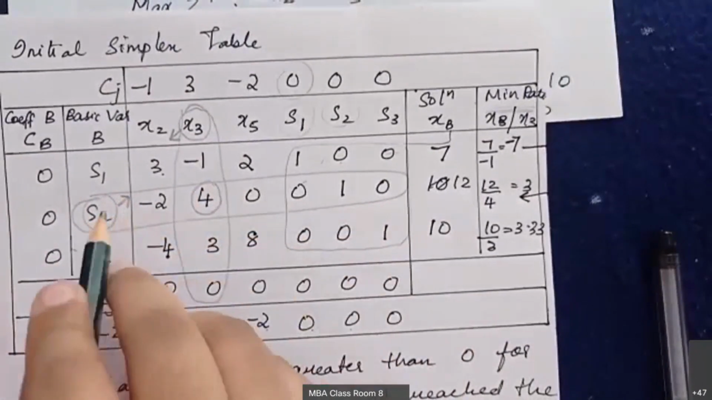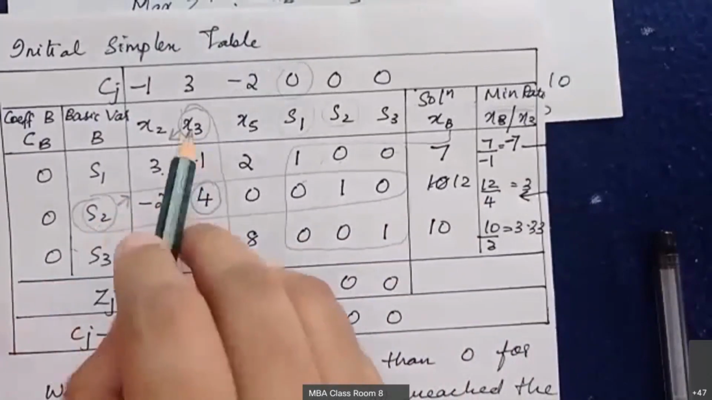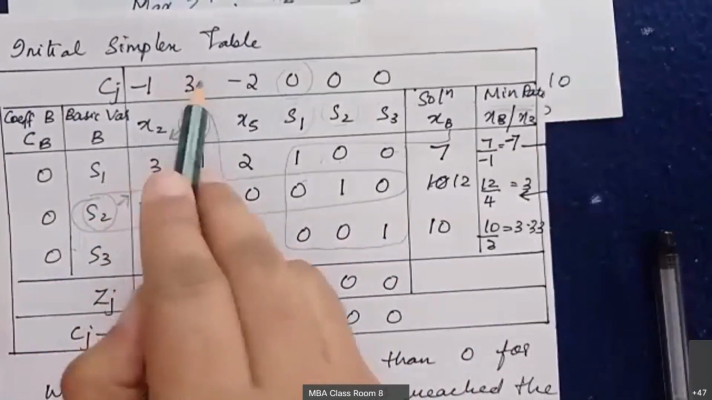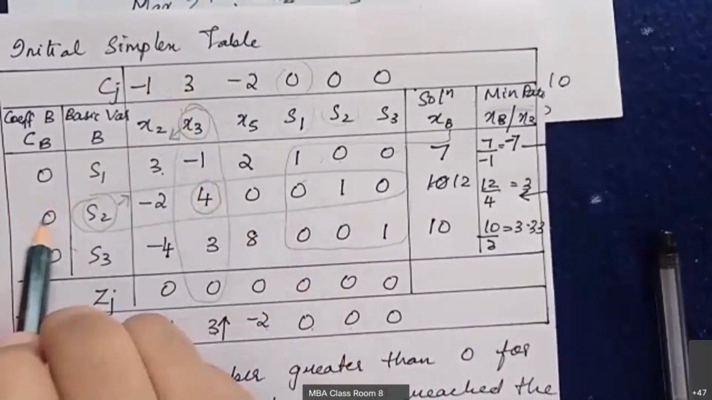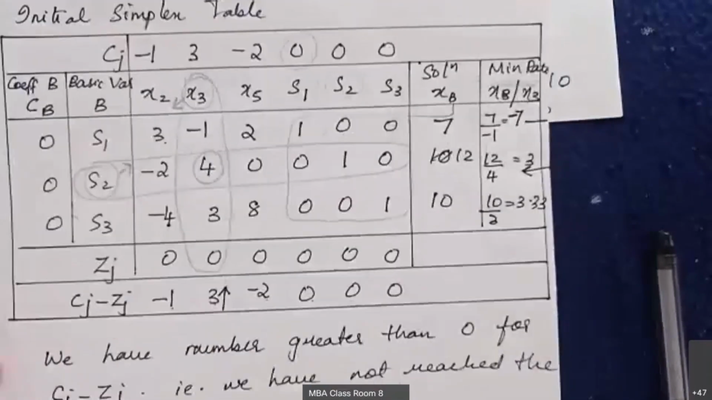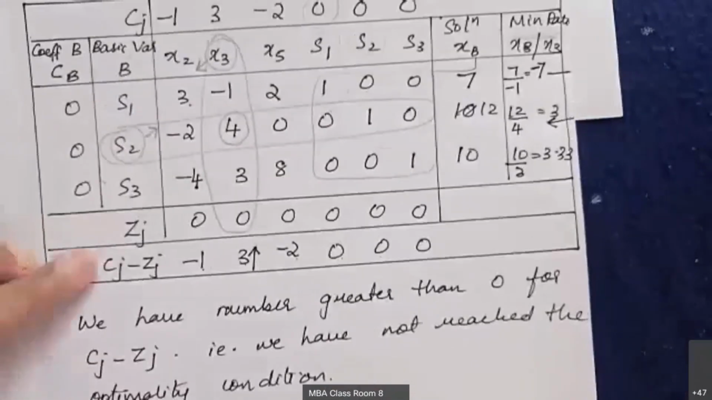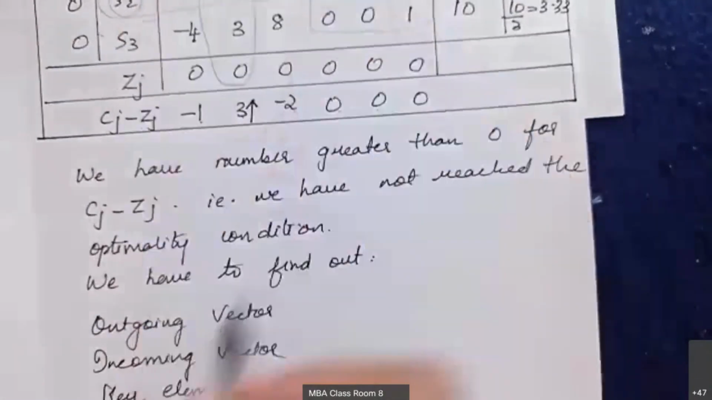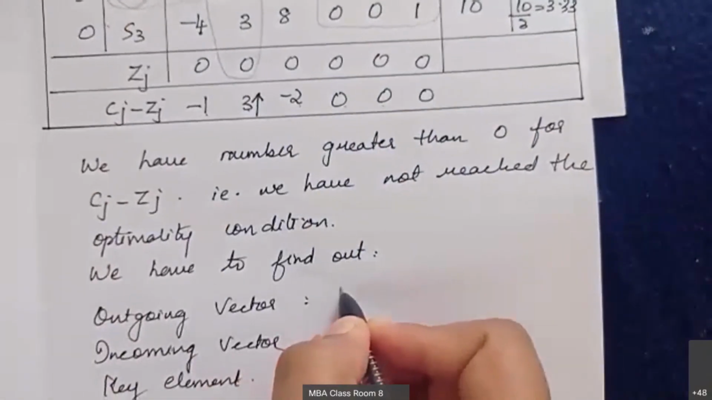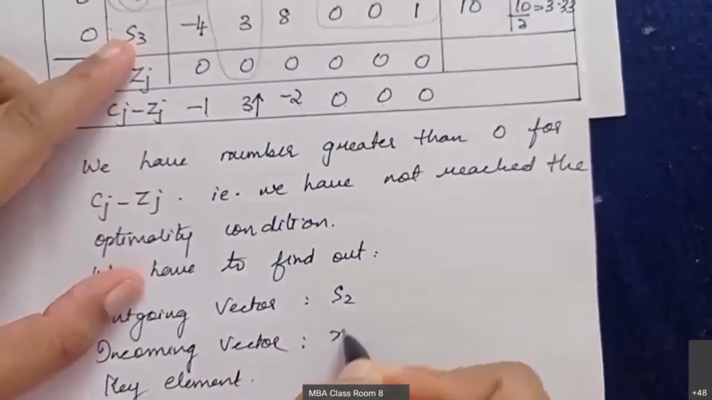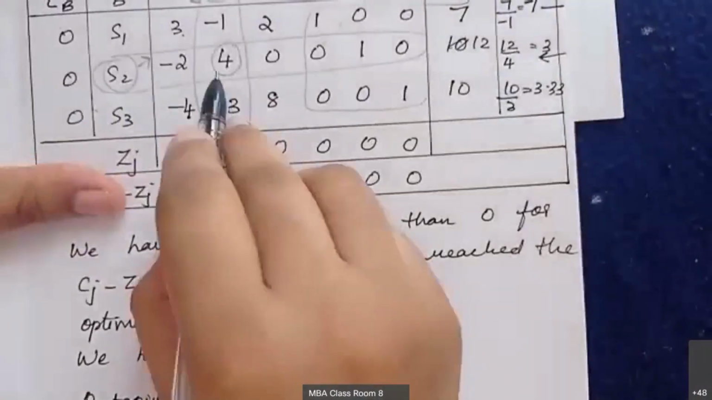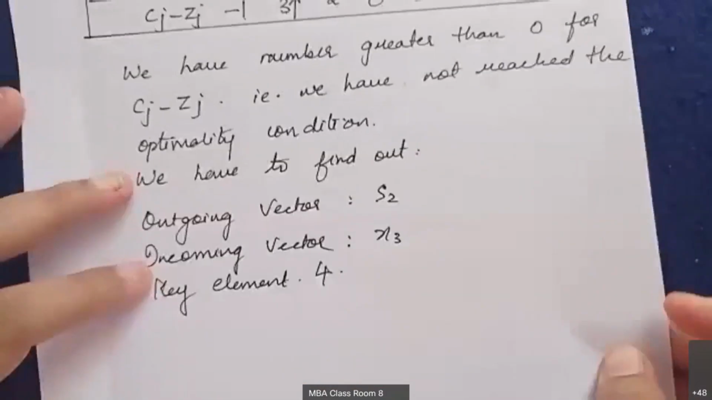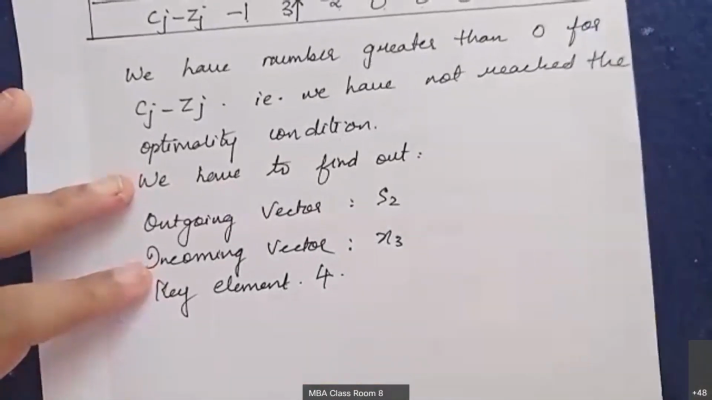So in the next simplex table, instead of S2, we will have the value x3. This x3 value will come down here and the coefficient of x3 is 3. So instead of this 0, we will have this 3. Next, what have we found out? Our outgoing vector is S2, incoming vector is x3, and our key element is 4. After this, we have to perform certain row operations. What are the row operations?